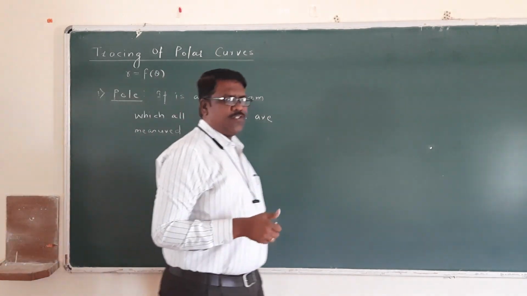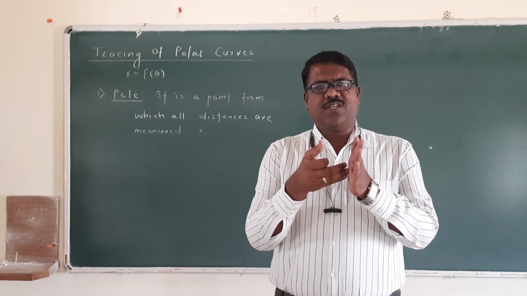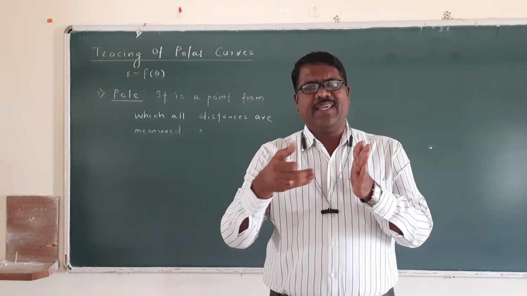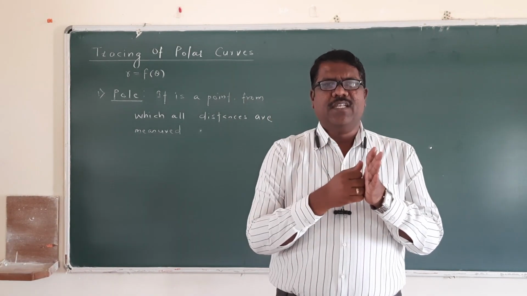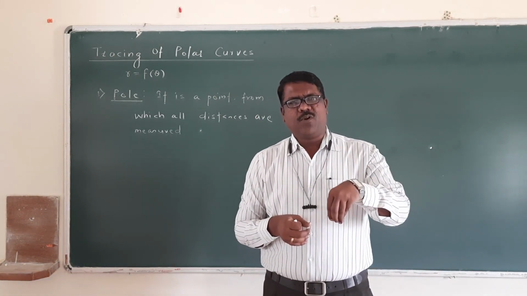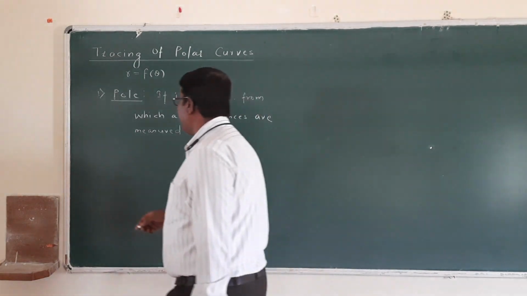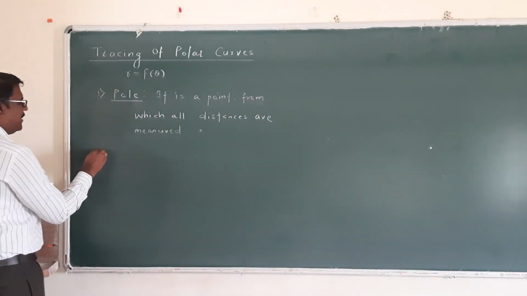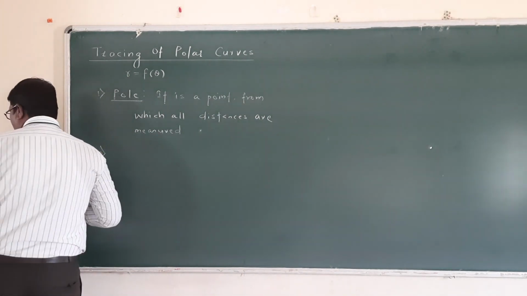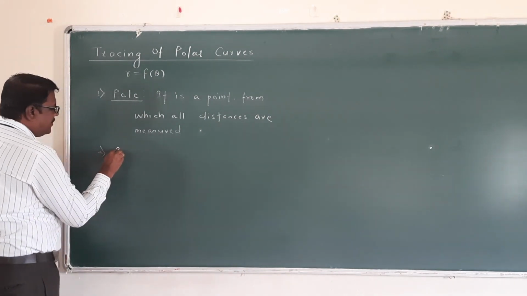So we call it the origin in the Cartesian system. From the origin we measure the distance, maybe on the x-axis, maybe on the y-axis. Likewise, in the polar system, the pole is a fixed point from which we measure all distances. The second definition which we are going to study is the initial line.